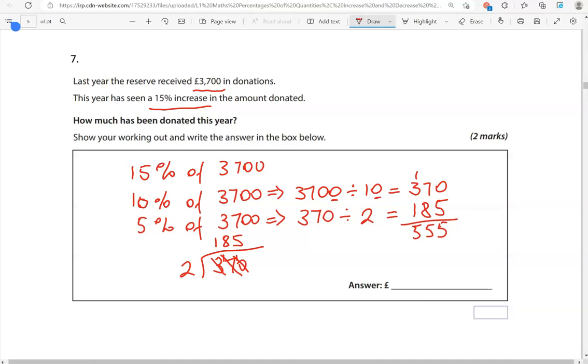How much has been donated this year? So we can add 555 on top of 3,700. Zero and 5 gives us 5. 0 and 5 is 5 again. 7 and 5 is 12, so 2 down and 1 carried over. 3 and 1 is 4. So £4,255.